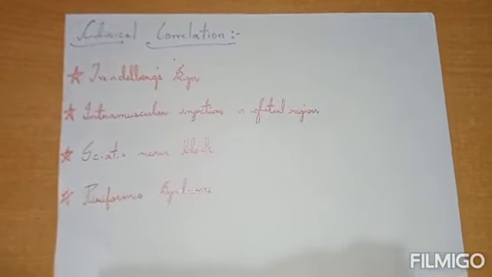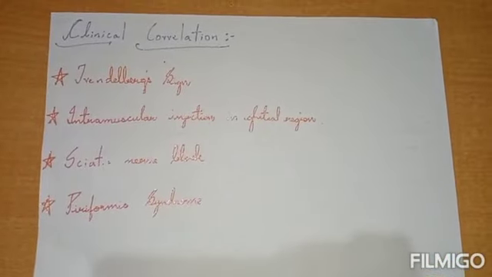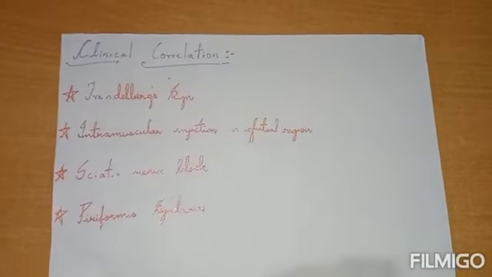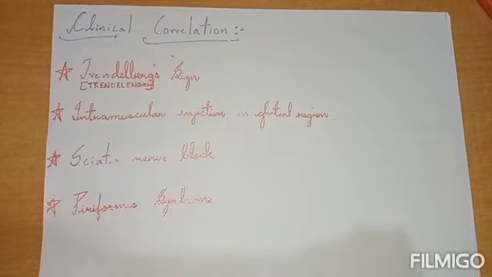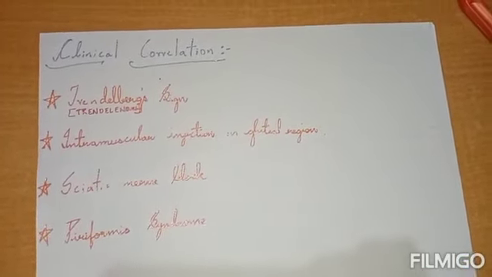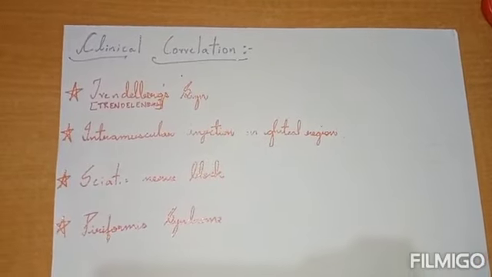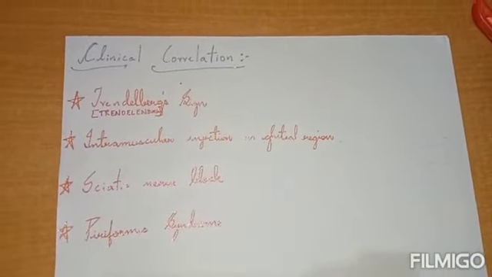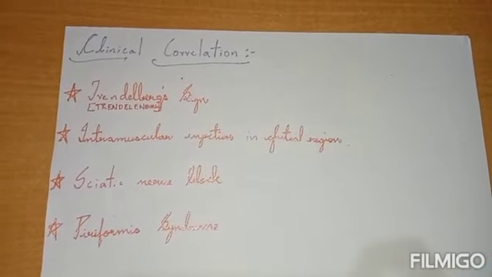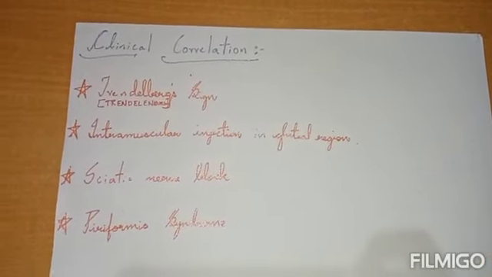Coming to the clinical correlation, we have Trendelenburg sign, sciatic nerve block, and piriformis syndrome. In Trendelenburg sign, the superior gluteal nerve is injured. As a result, the gluteus medius and minimus of one side are paralyzed. Hence, the pelvis sags on the healthy side if the foot is off the ground. As a result, the person walks with lurching gait.